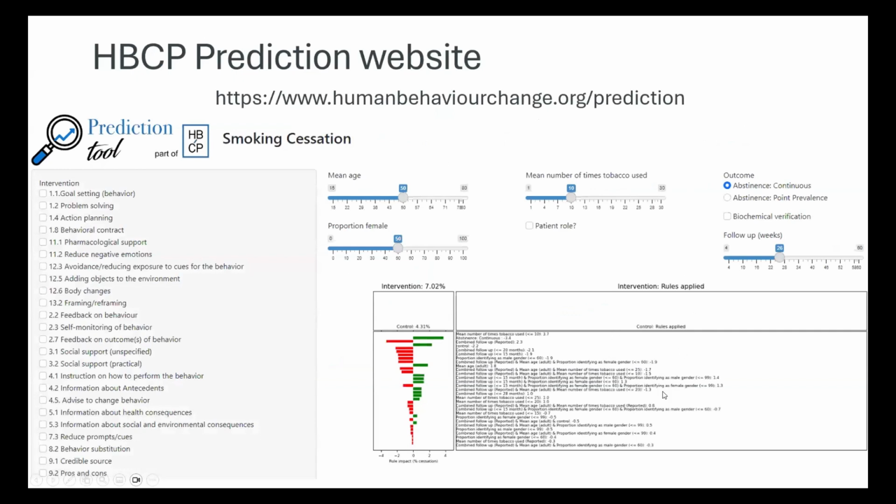So what you've got on this dashboard is a set of population characteristics and other kinds of things about the study. So the mean age, you could set it to 50, or you could set it lower, you could set it higher, and so on. Here is the output. It'll tell you that if you don't know anything at all about the intervention, and your sample is like this, and its follow-up is to 26 weeks, and it's continuous abstinence, and there's no biochemical verification, etc., then in a control condition, you'd expect to get a figure of 4.3.